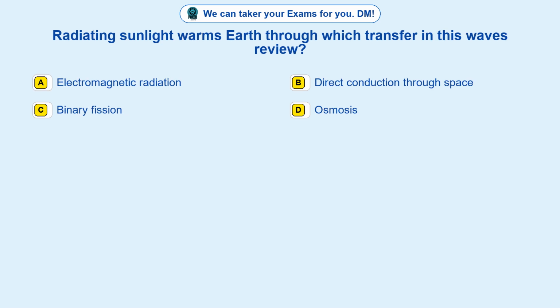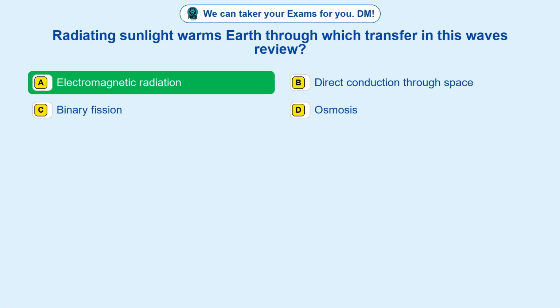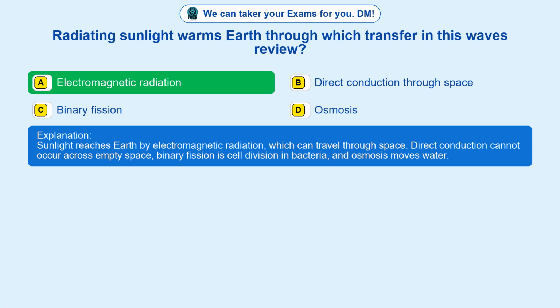Question 77. Radiating sunlight warms Earth through which transfer in this waves review? Option A, electromagnetic radiation. Option B, direct conduction through space. Option C, binary fission. Option D, osmosis. The correct answer is option A. Electromagnetic radiation. Sunlight reaches Earth by electromagnetic radiation, which can travel through space. Direct conduction cannot occur across empty space, binary fission is cell division in bacteria, and osmosis moves water.